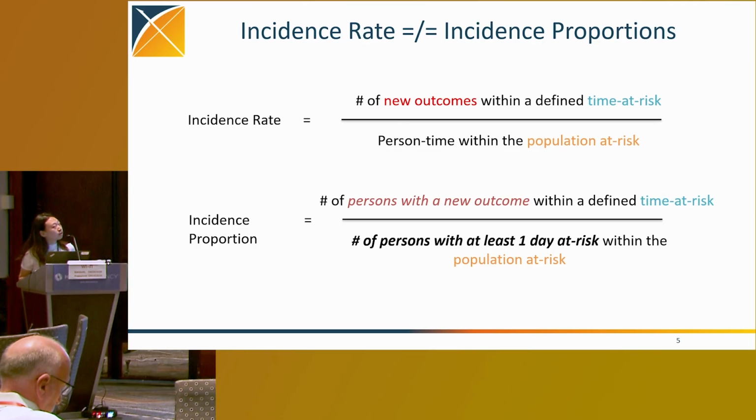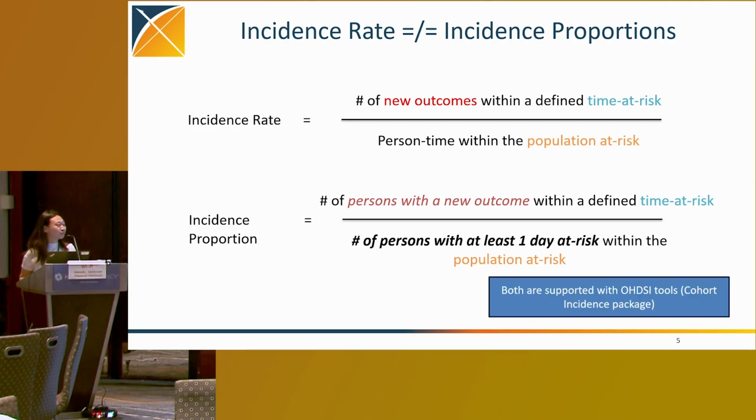And here, I just want to point out that the numerator and denominator between the rate and the proportion are different. Both the numerator and the denominator are different. So the rate is new occurrences over time at risk. And the proportion is like a percentage: people who have the event over the people at risk. People like using that because it's a percentage and easy to interpret. But what it doesn't account for is time. Rates normalize over the amount of time that you have observed in your population. Okay, and this is just my note that both are supported within the OHDSI tools in the cohort incidence package.